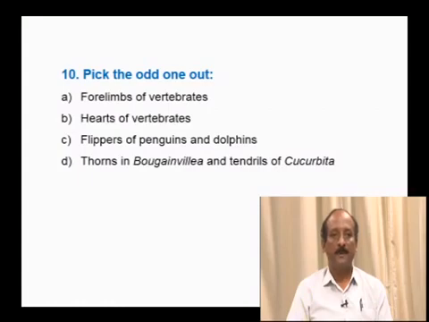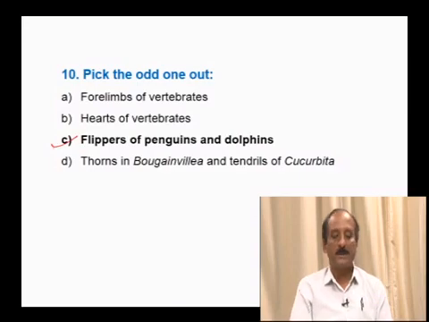Question number 10. Pick the odd one out, that means which does not belong to that group. Forelimb of vertebrates, hearts of vertebrates, flippers of penguins and dolphins, thorns of bougainvillea and tendrils of cucurbita. See, among the 4 options, forelimb of vertebrates, hearts of vertebrates, thorns of bougainvillea and tendrils of cucurbita are all homologous organs. But flippers of penguins and dolphins are an example of analogous organs. Hence, option C is the odd one. The correct answer for this question is option C.